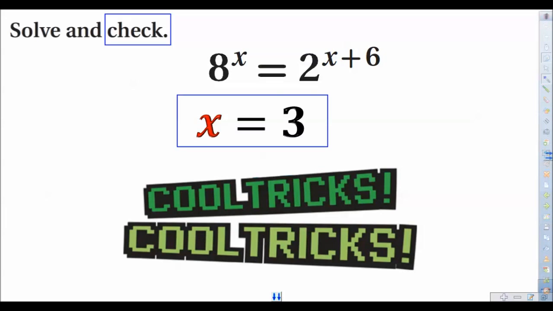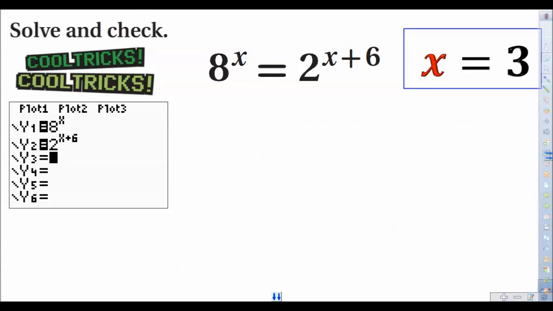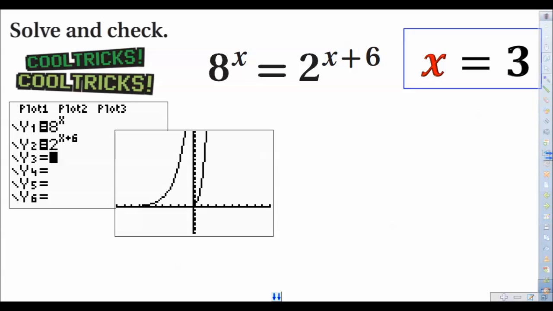Cool tricks, cool tricks! Hey, it's that guy again. Will the graphing move work here? Put both sides in and hit graph. Wait a second. That's right, we aren't supposed to get a horizontal line this time, right? We're supposed to get 2 exponential growth curves because both those numbers are greater than 1.